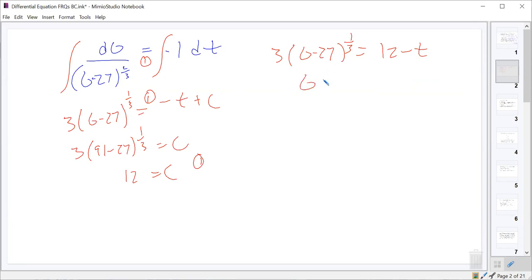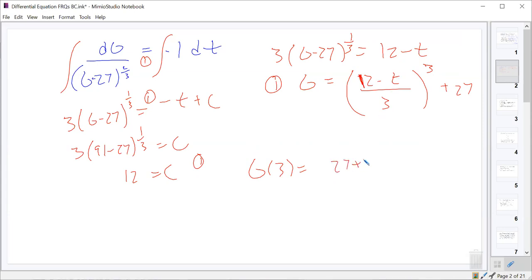So that would become g equals, let's see, what do we end up with there? We end up with 12 minus t over 3, cubed, plus 27. Everybody good with that? That's worth 1 more point. And then g of 3 would then be whatever that comes out to be. What is that? 12 minus 3 is 9, over 3 is 3, cubed is 27, plus 27, 54 degrees Celsius.